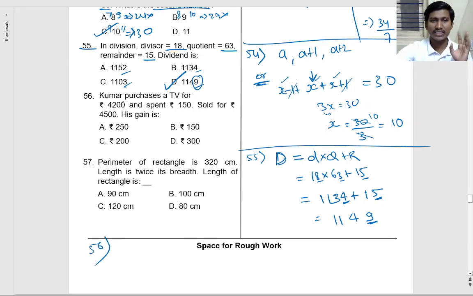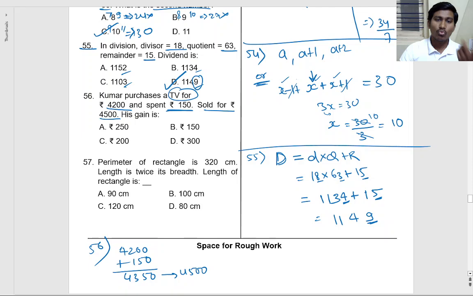So what is the question here? Kumar purchased a TV for 4200 rupees. So purchase is 4200 rupees and he spent 150 rupees extra on that. That will become 4350 here. So he sold it for 4500. Sold for 4500. So what is his gain?